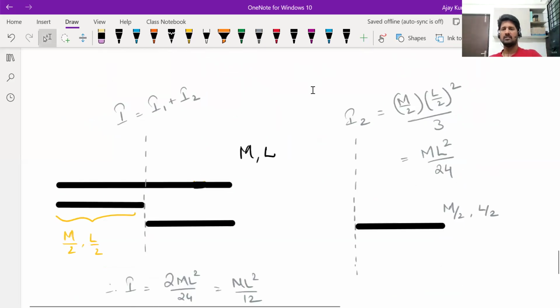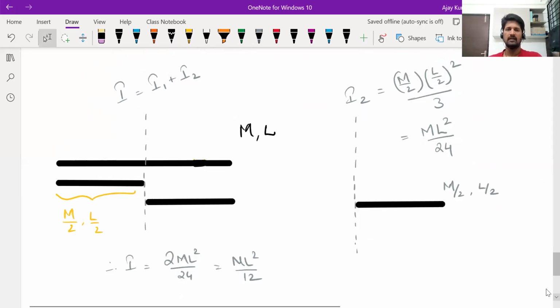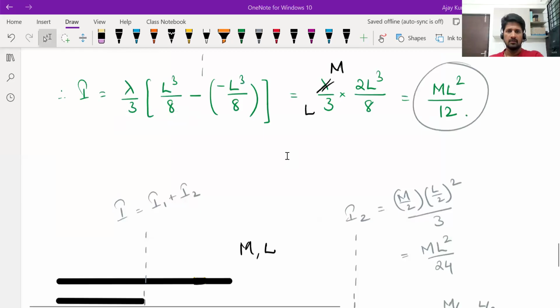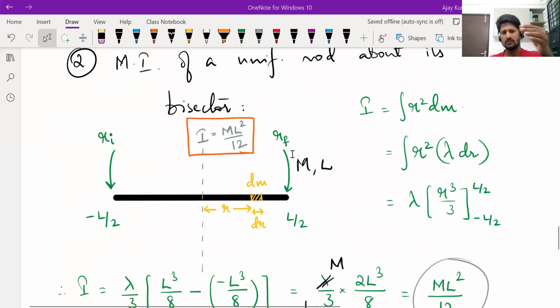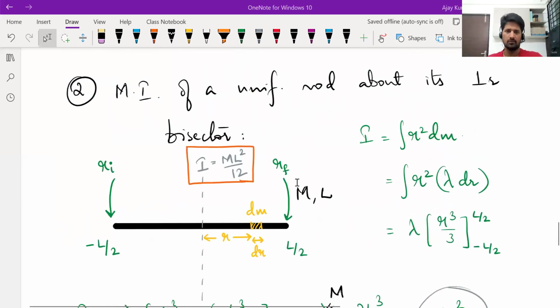Okay. Are both ideas clear to all of you? The integration method and treating it as a collection of two separate rods, that method. Aishwarya, did you understand? Yes, sir. Okay. Let's solve some problems based on this formula also.